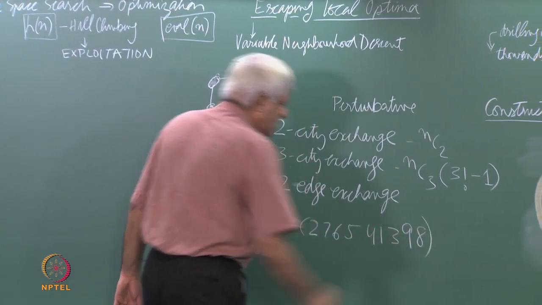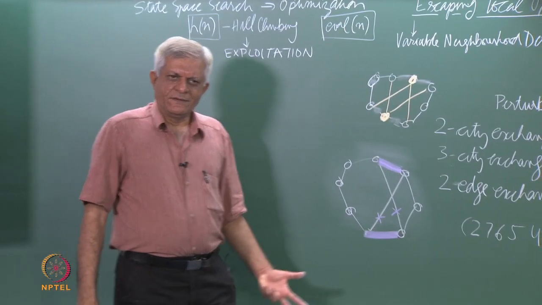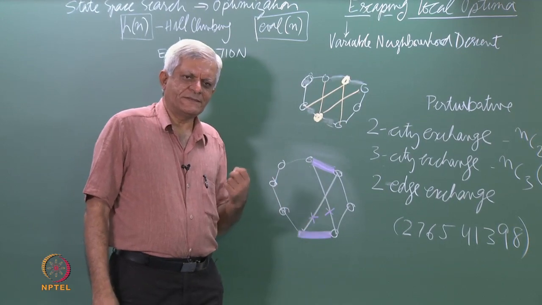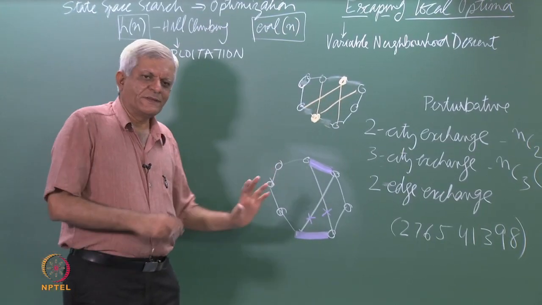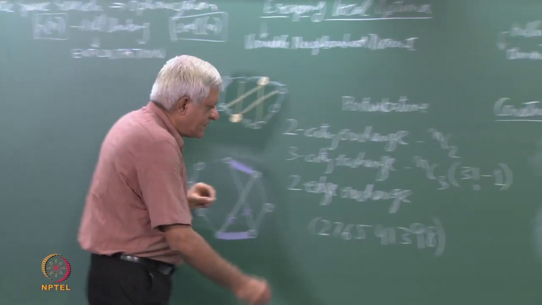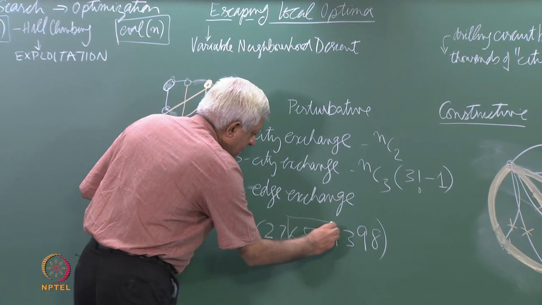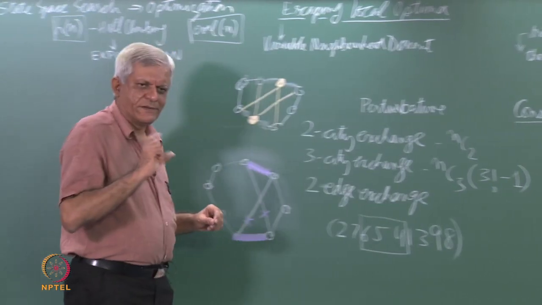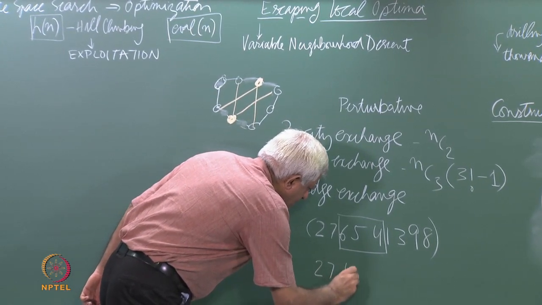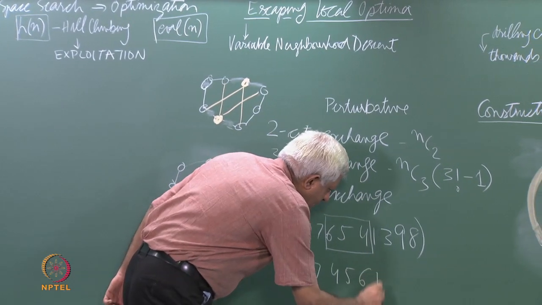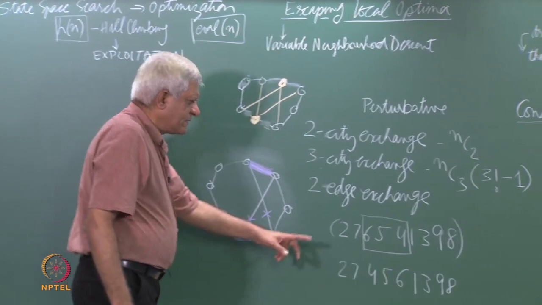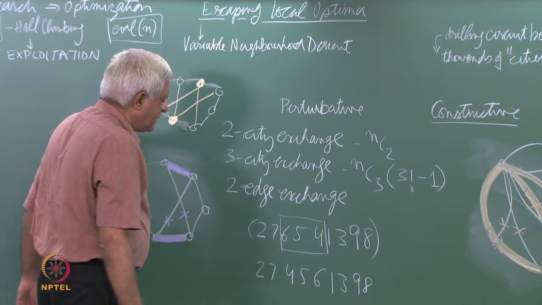Supposing I have a representation like this, how can I implement 2 edge exchange? Okay. So, once you know the answer, it is simple. Essentially, you take a substring here and reverse the substring. So, 2 7 4 5 6 1 3 9 8. So, let us see whether it is really doing what we are saying it is doing.